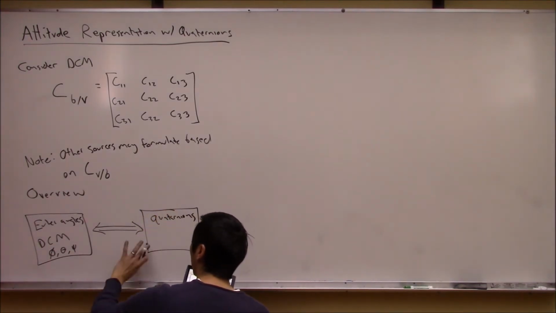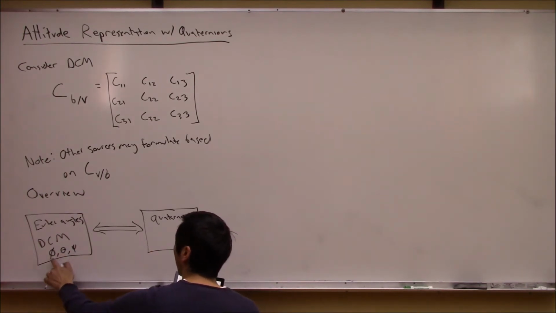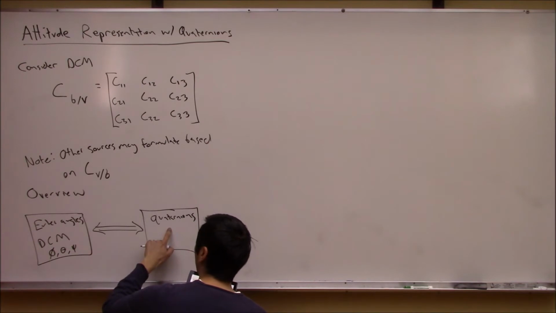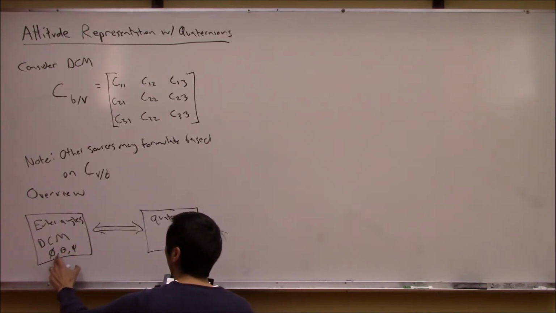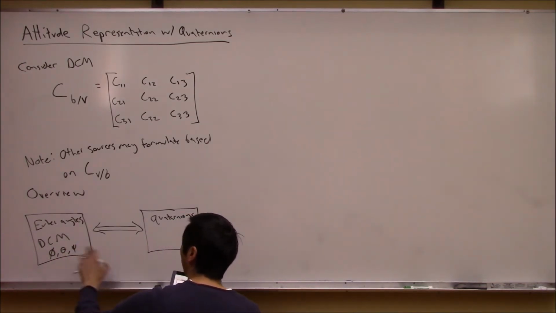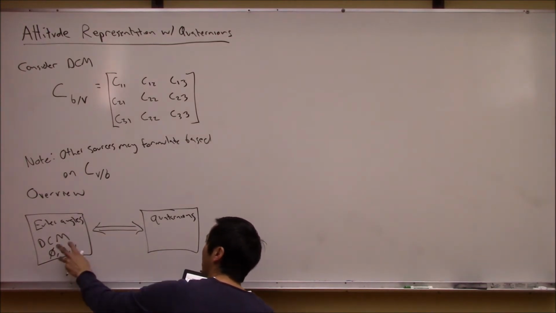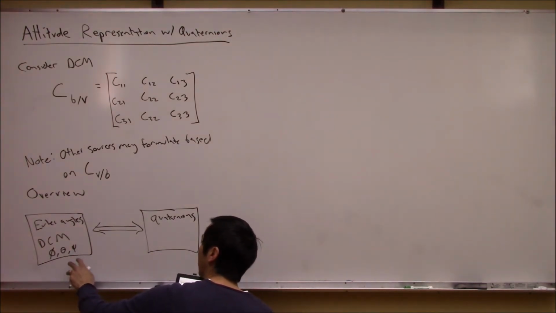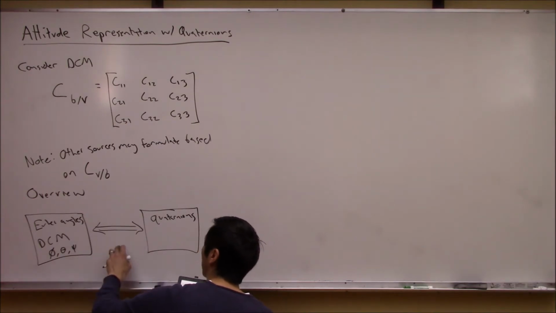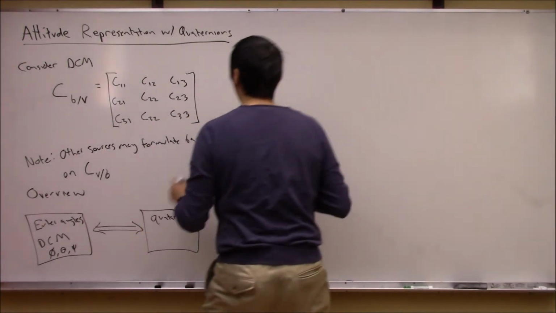Okay, so what I want to talk about now is, what is this mapping? How do I go from a DCM to a quaternion or vice versa? Or how do I go from Euler angles to a quaternion and vice versa? Because like we said, quaternions are hopefully representing this same sort of information, but in a more robust fashion. So there's got to be a mapping between the two. So that's what I want to get into right now.